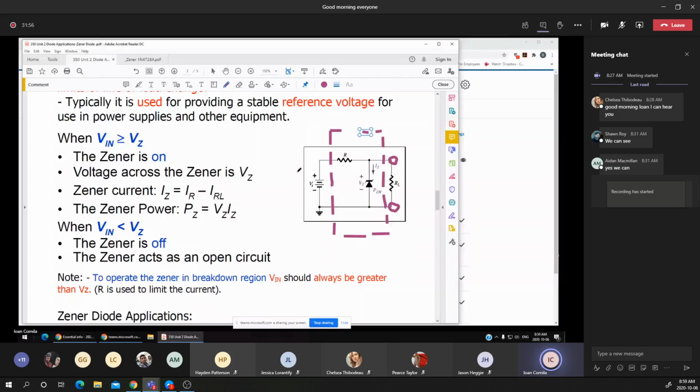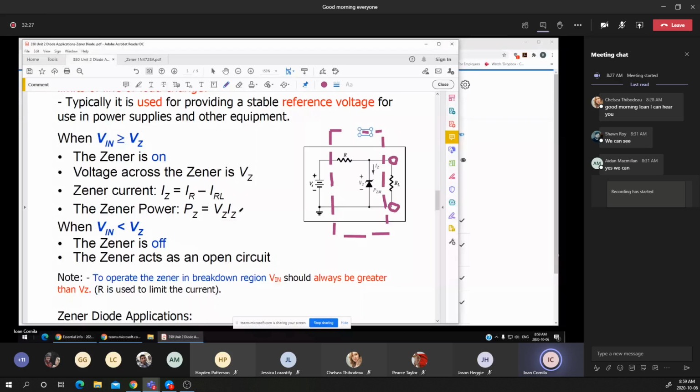Now we may have three operation regions. You notice that if the Vin, or the input voltage, is greater than the VZ, it means that the Zener diode is in on state, the voltage across the Zener diode is the VZ, and actually that's the voltage across the load resistance.